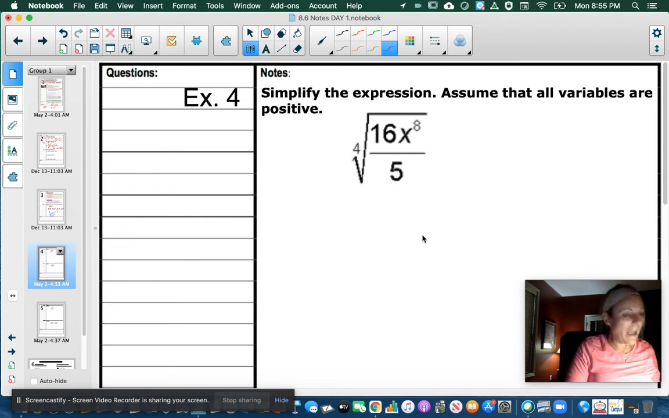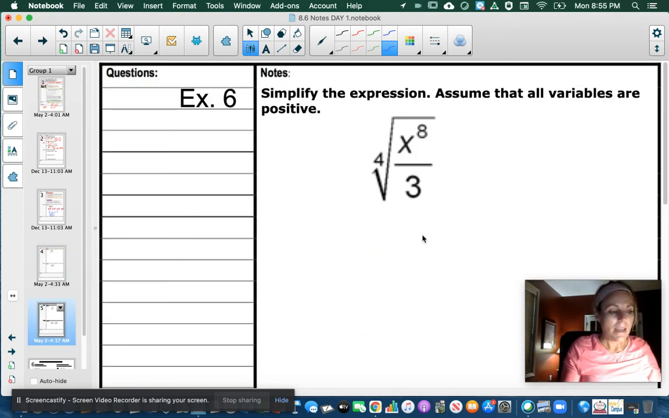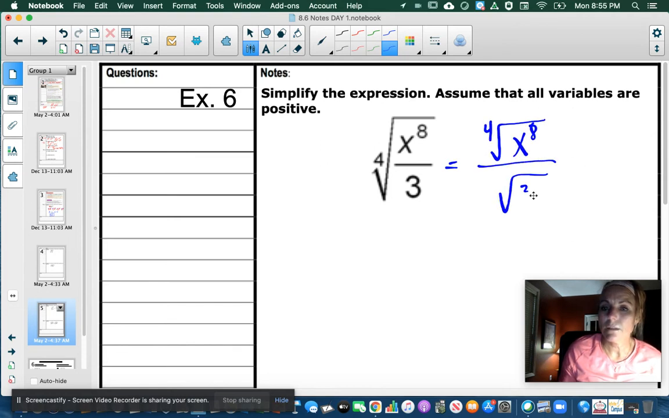Example 4 and 5 we're going to do in class. Example 6 I'm going to do now. So now it says simplify the expression, and we have a fraction or a quotient under a radical sign with an index of 4. So the first thing we're going to do is we can break that up like that.